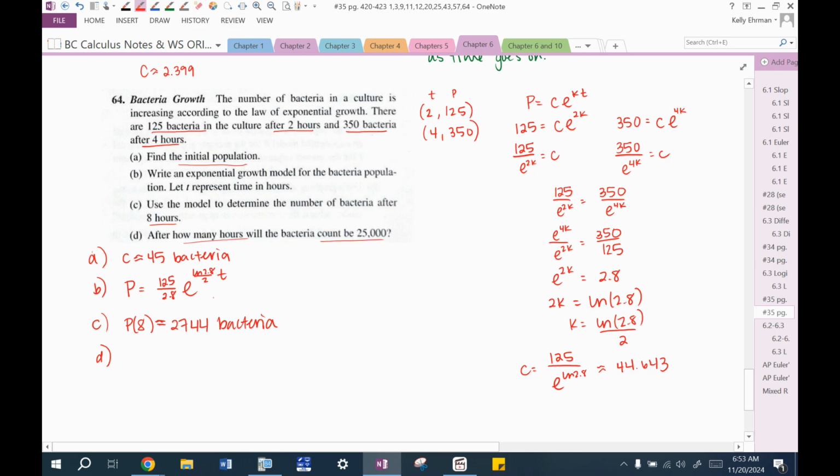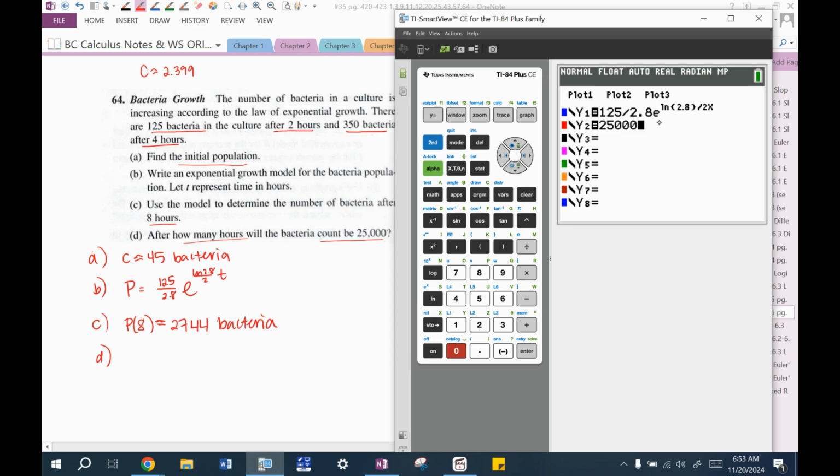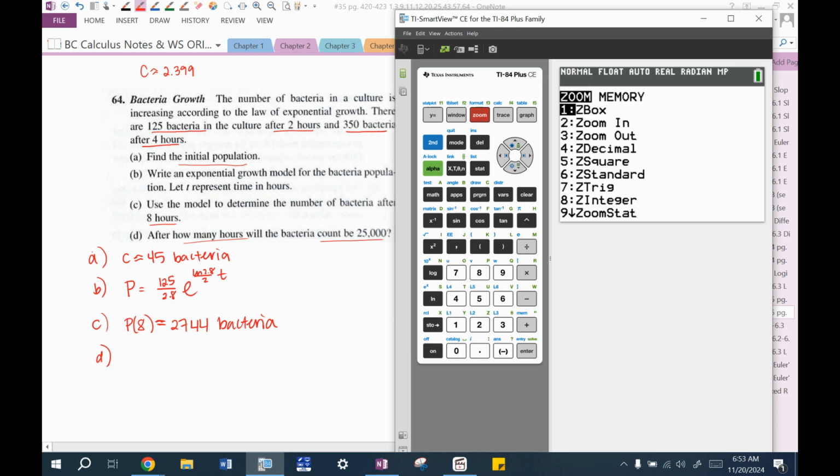Okay, and then after how many hours will the bacteria count be 25,000? So I could solve this with natural logs and stuff, or I could just say, if I'm allowed to use a calculator anyway, we did this a lot in pre-calc. We solve things by graphing. And then for your window, you need to use your previous answer to help you. So I know the x values need to be bigger than 8. I'm not sure how far out to go, so I'm going to go to like, I don't know, 20, see what happens. And then I'm going to zoom fit. I just need to be able to see the intersection point.